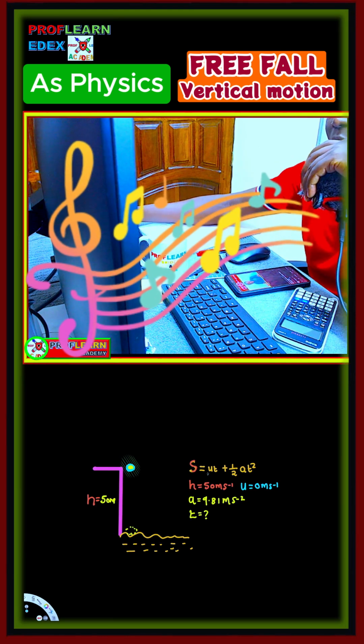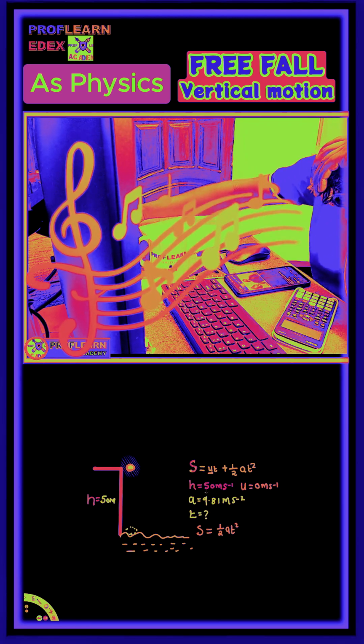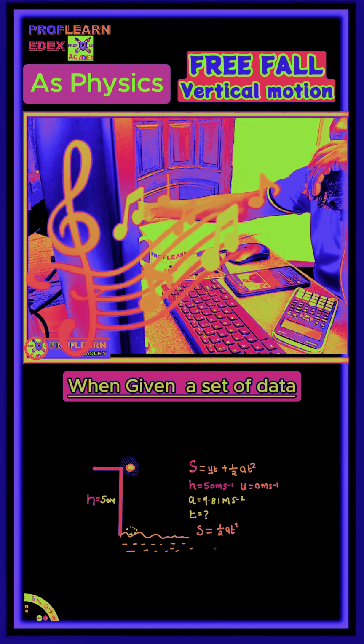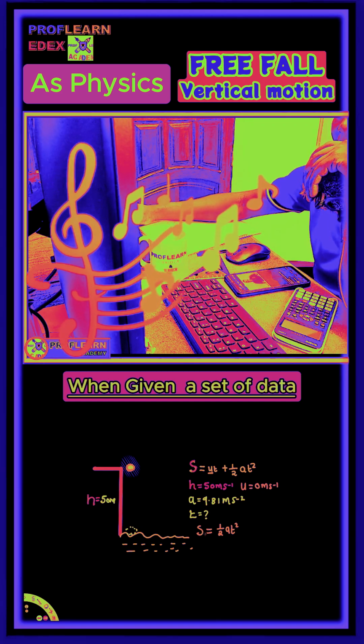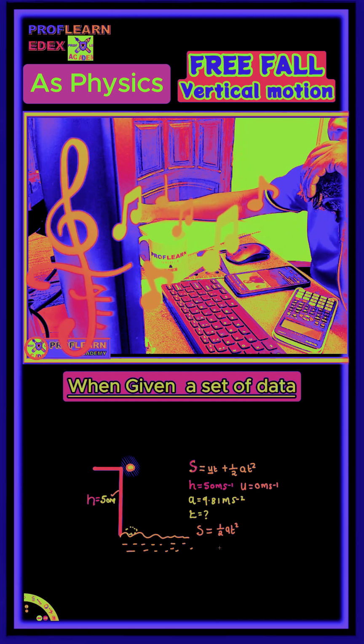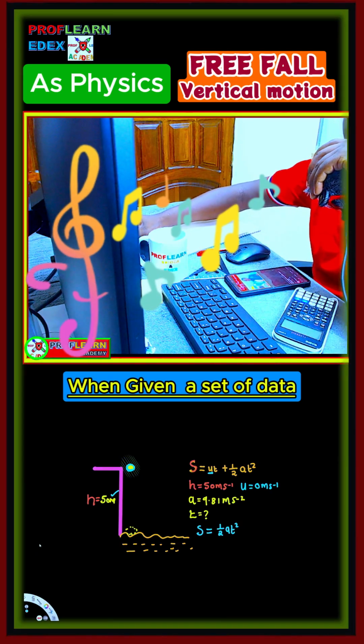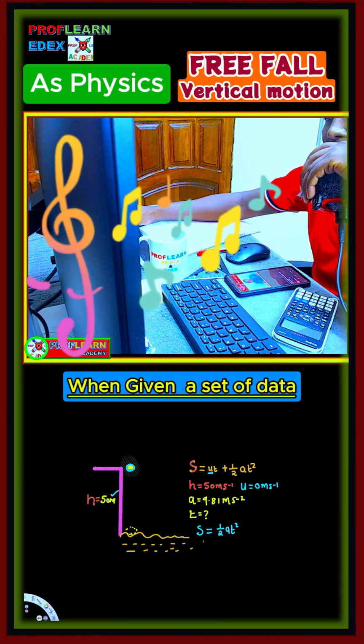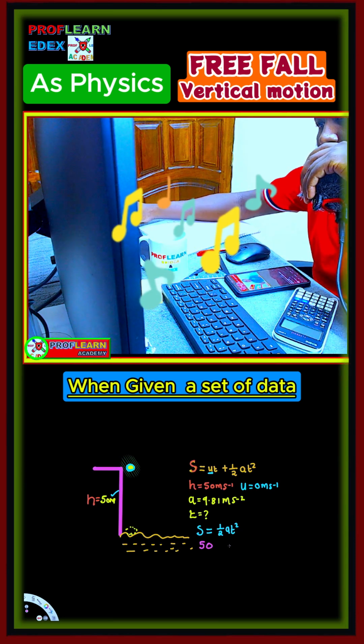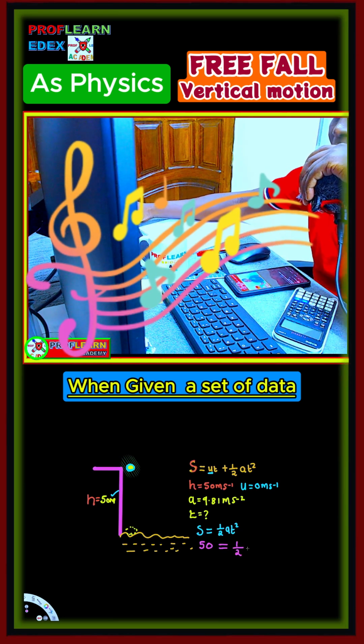We're going to substitute initial velocity u as 0, so our formula is going to remain s equals a half at squared, because u is 0, so this term cancels out. Then s is the displacement, and the displacement is the height, so we can substitute everything: 50 equals a half times the acceleration, 9.81, times t squared.